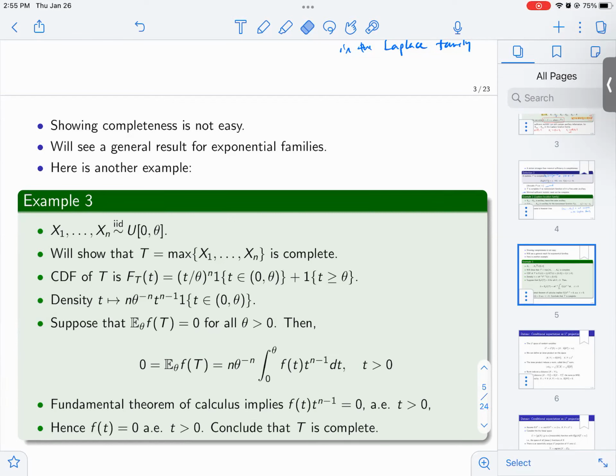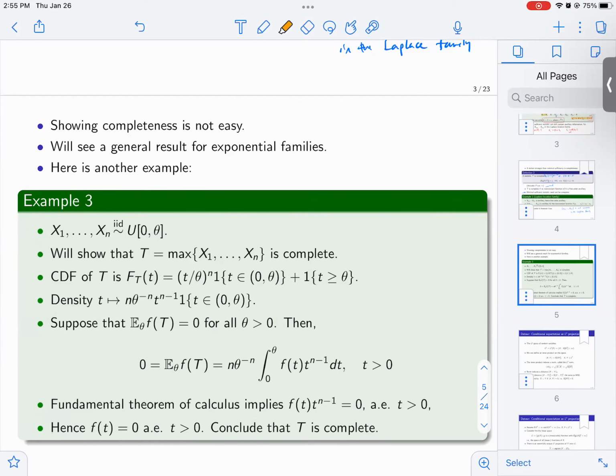Here's another example. This is not going to be an exponential family, as we'll see, but it's easy to do, sort of. So x1 up to xn are IID from uniform 0 to theta. If you remember, this was one of our examples. This is an example that doesn't have common support. It's like one of the counterexamples to some settings.